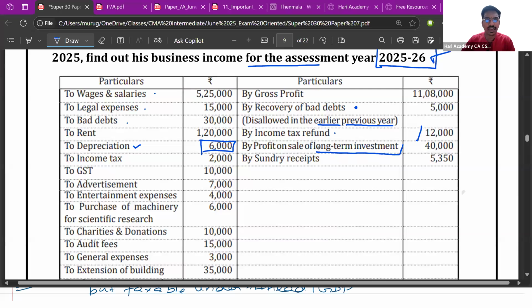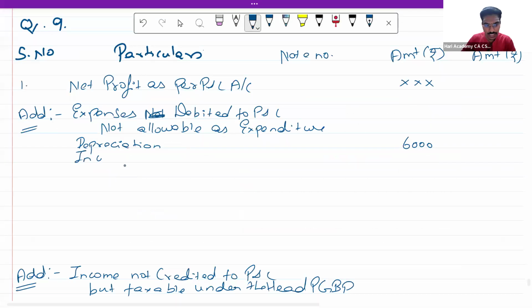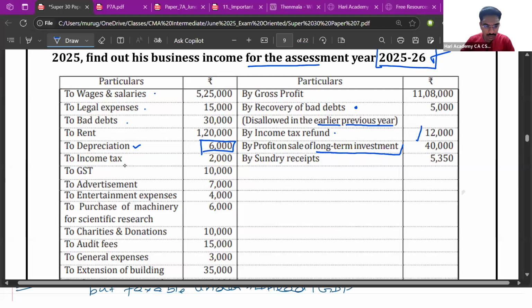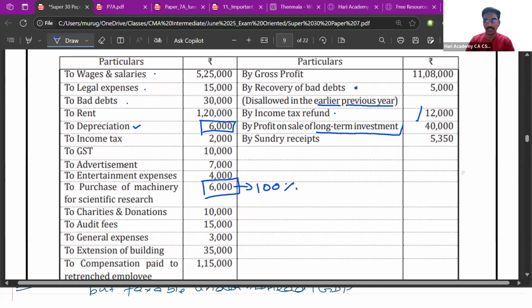Next, income tax. Income tax expenditure is not allowed as an expenditure in income tax. So this again has to be added. This 2,000 is to be added. Third point is advertisement, no problem. Entertainment expenses, no problem. Purchase of machinery for scientific research. Since this is for scientific research, 100% it is eligible for deduction. Okay, so there is no problem in this.